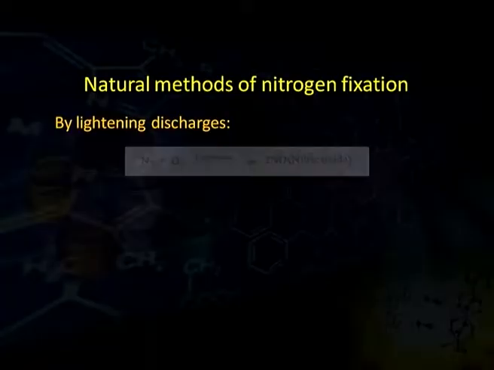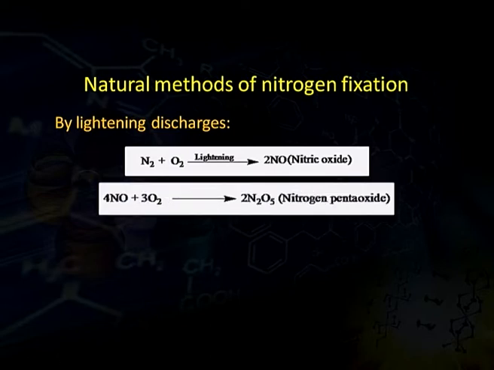The first method of natural nitrogen fixation is by lightning discharge. Here the free nitrogen combines with oxygen in the presence of lightning. Whenever there is cloud and lightning in the sky, this nitrogen combines with oxygen to form NO. NO is nitric oxide.